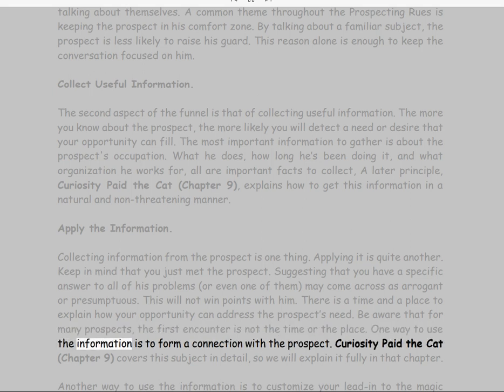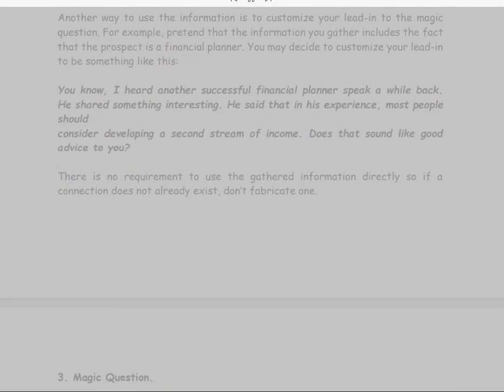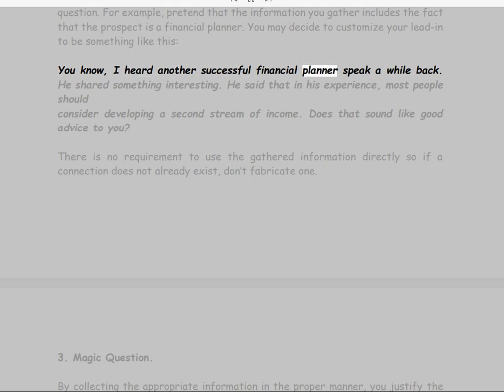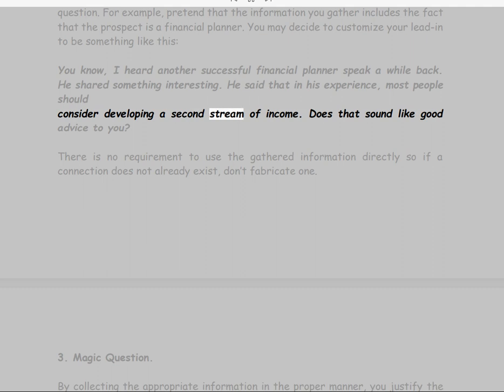One way to use the information is to form a connection with the prospect. Curiosity Paid the Cat, Chapter 9, covers this subject in detail, so we will explain it fully in that chapter. Another way to use the information is to customize your lead-in to the magic question. For example, pretend that the information you gather includes the fact that the prospect is a financial planner. You may decide to customize your lead-in to be something like this. You know, I heard another successful financial planner speak a while back. He shared something interesting. He said that in his experience, most people should consider developing a second stream of income. Does that sound like good advice to you?